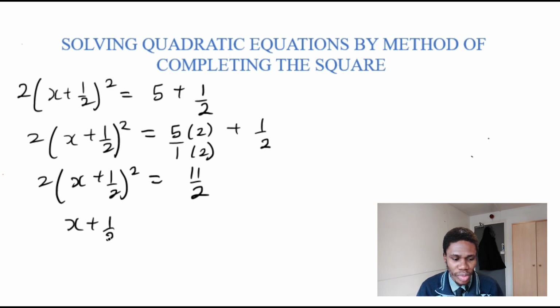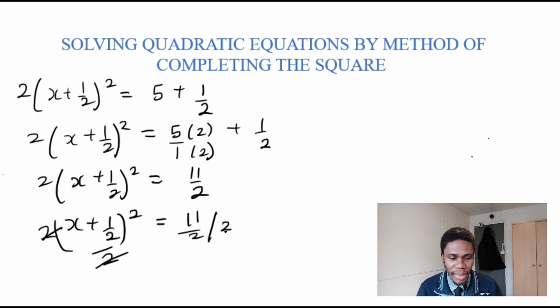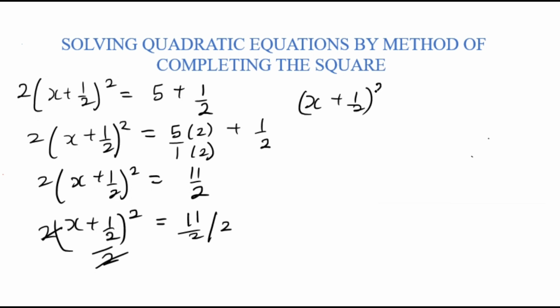X plus 1 out of 2 all squared gives us, now we are dividing both sides by 2. So let me properly write it out. And this one cancels out, and dividing it by 2 makes it the reciprocal. So we now have x plus 1 out of 2 all squared is equal to 11 out of 2 times 1 out of 2, which is now 11 out of 4. X plus 1 out of 2 all squared equals 11 out of 4.